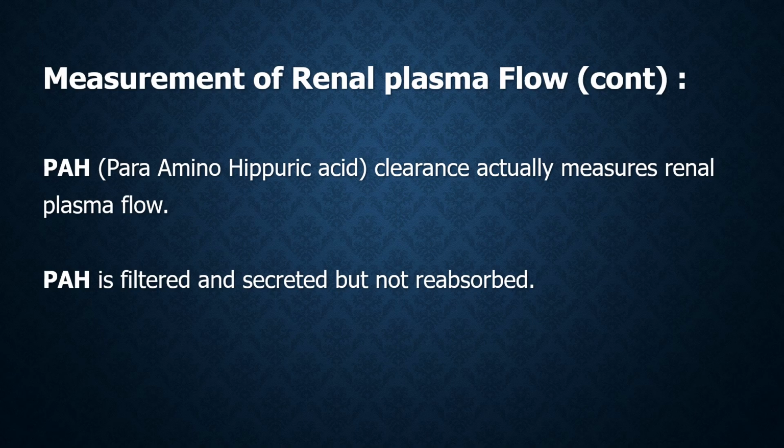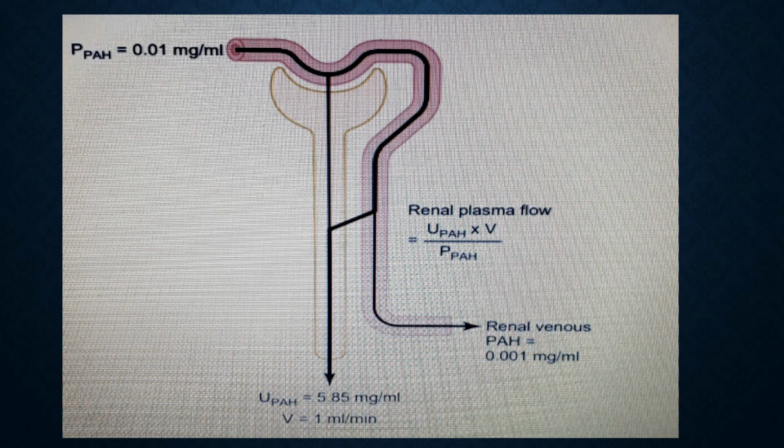Para-aminohippuric acid is a substance used for the measurement of renal plasma flow because it is filtered and secreted but not reabsorbed. Here in this figure, the concentration of para-aminohippuric acid in the plasma is 0.01 mg per ml, the concentration of para-aminohippuric acid in urine is 5.85 mg per ml, and urine flow rate is 1 ml per minute. The renal plasma flow is calculated from the formula: concentration of urinary para-aminohippuric acid times urine flow rate, divided by concentration of para-aminohippuric acid in the plasma, which turns out to be 650 ml per minute in this example.